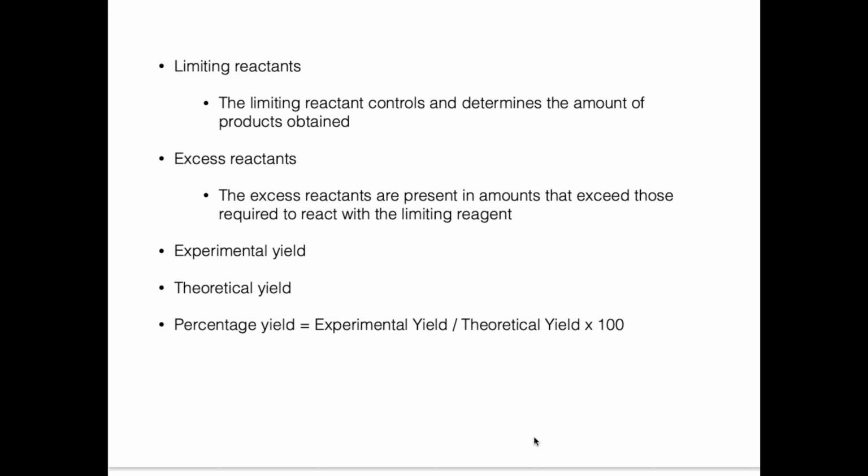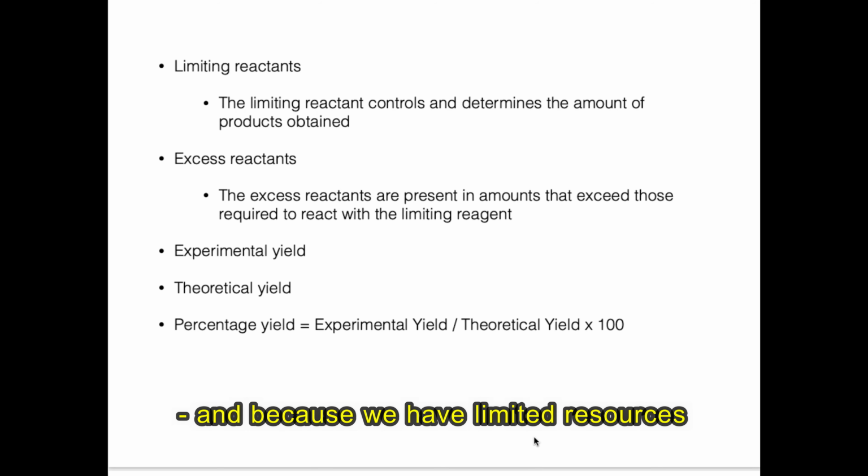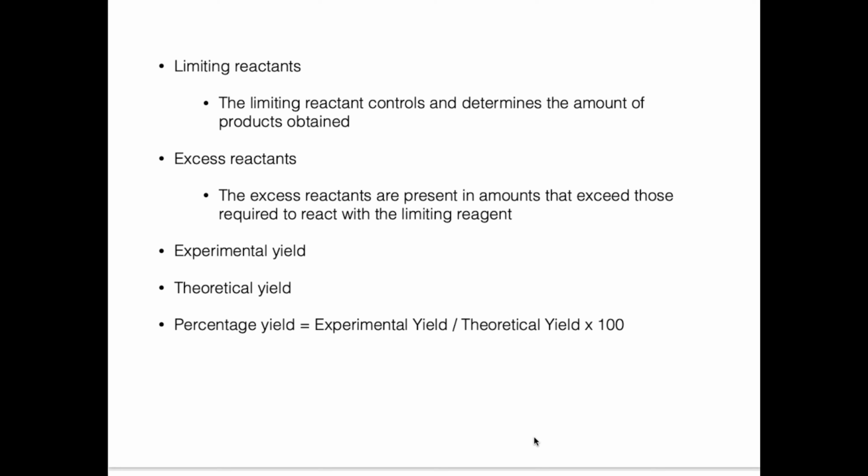Reactants can either be limiting or in excess. Limiting reactants are the reactants that control and determine the amount of products obtained. And excess reactants are those that are present in amounts that exceed those required to react with the limiting reagent. In a chemical reaction, we can't obtain an infinite amount of product. This is because we will always have a limited amount of reactants. Out of all the reactants, the most limited one will be called the limiting reactant, and it will determine the amount of product that will be formed. Usually, the limiting reactant will be the one that is most expensive or hard to find.